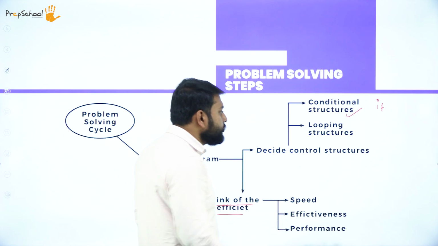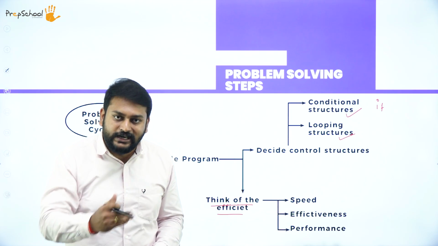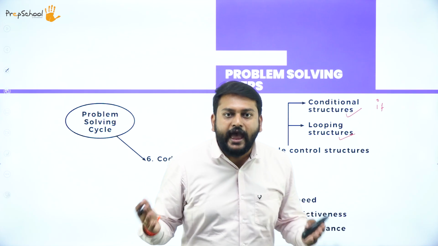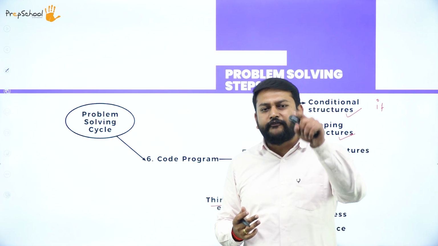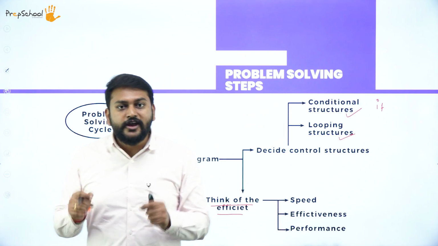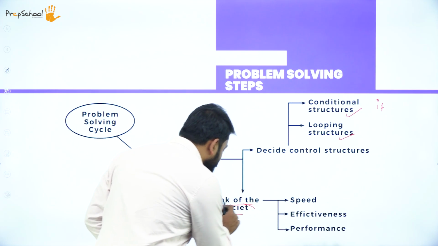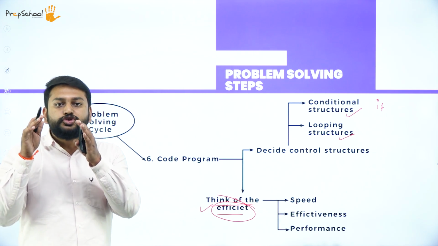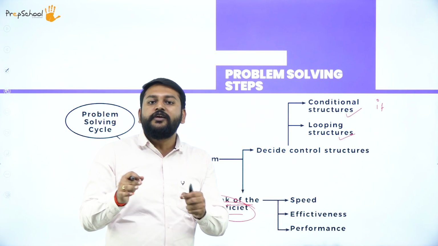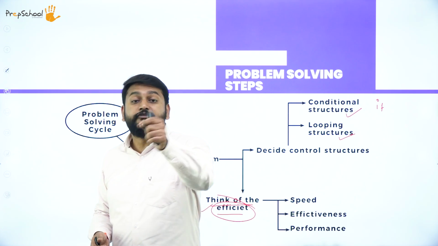Along with that, you should also select the looping structures, if you need anything which is repeated. There you have to use looping structures. We have for loops and we have while loops. You have to decide based on its functionality where you should use a for loop and where you should use a while loop. Then after that, thinking of efficiency, which I have already told: my dear students, please remember, speed, effectiveness and performance are very, very important. Whenever I'm writing a program, these are the three important points I have to keep in my mind.